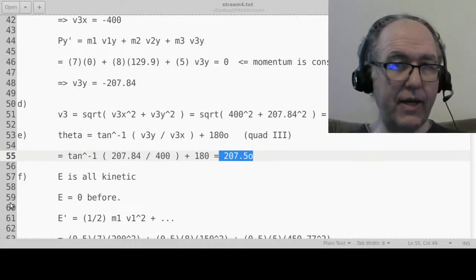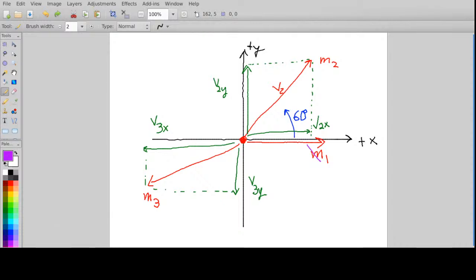Okay, let's take a look at that diagram. All right, and that means that this angle right here, and I guess I can do it in blue, starting from the x-axis right there. Okay, starting there and going around. We're at 90 degrees. We're at 180 degrees, and then finally we get to 207.5 degrees there, like that. Okay, so there you go, and it's in quadrant 3.